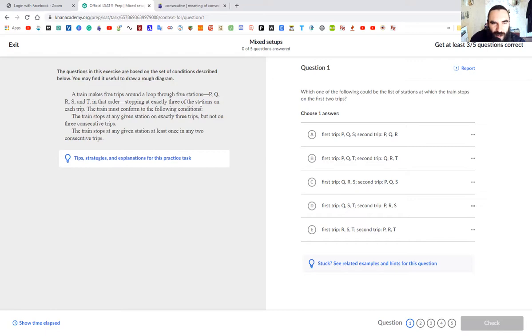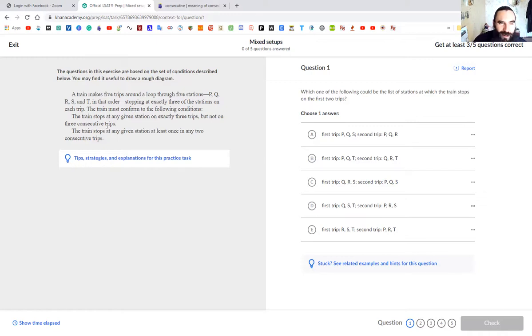stopping at exactly 3 of the stations on each trip. Okay, so it may stop only on 3 stations. Which kind of stations? We have to find out. So there's conditions. The train stops at any given station on exactly 3 trips. So 5 trips, right? Any given station, exactly 3, but not on 3 consecutive trips. The train stops at any given station at least once in any 2 consecutive trips. Okay.